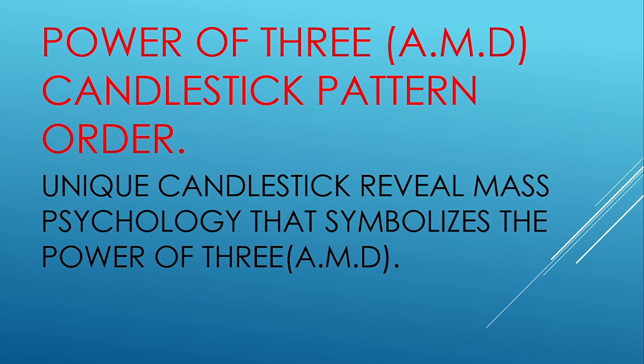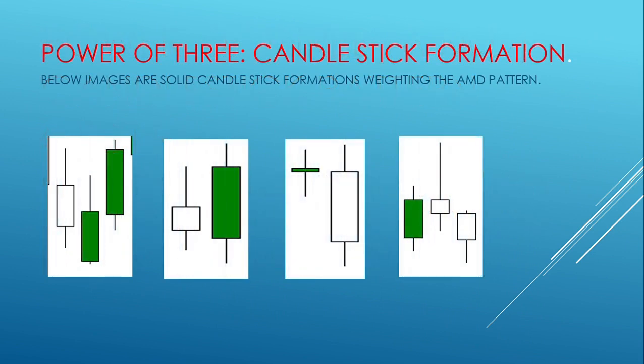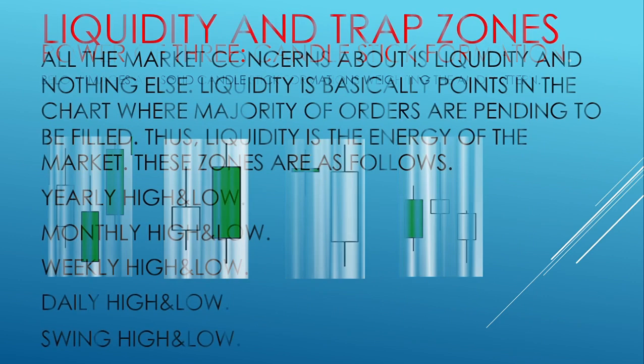Power of 3, candlestick pattern order. Unique candlesticks reveal mass psychology that symbolizes the power of 3: the accumulation, manipulation, and distribution. Below are the images of the candlesticks showcasing the mass psychology and movement of the market. We have the bullish and the bearish candlestick patterns.